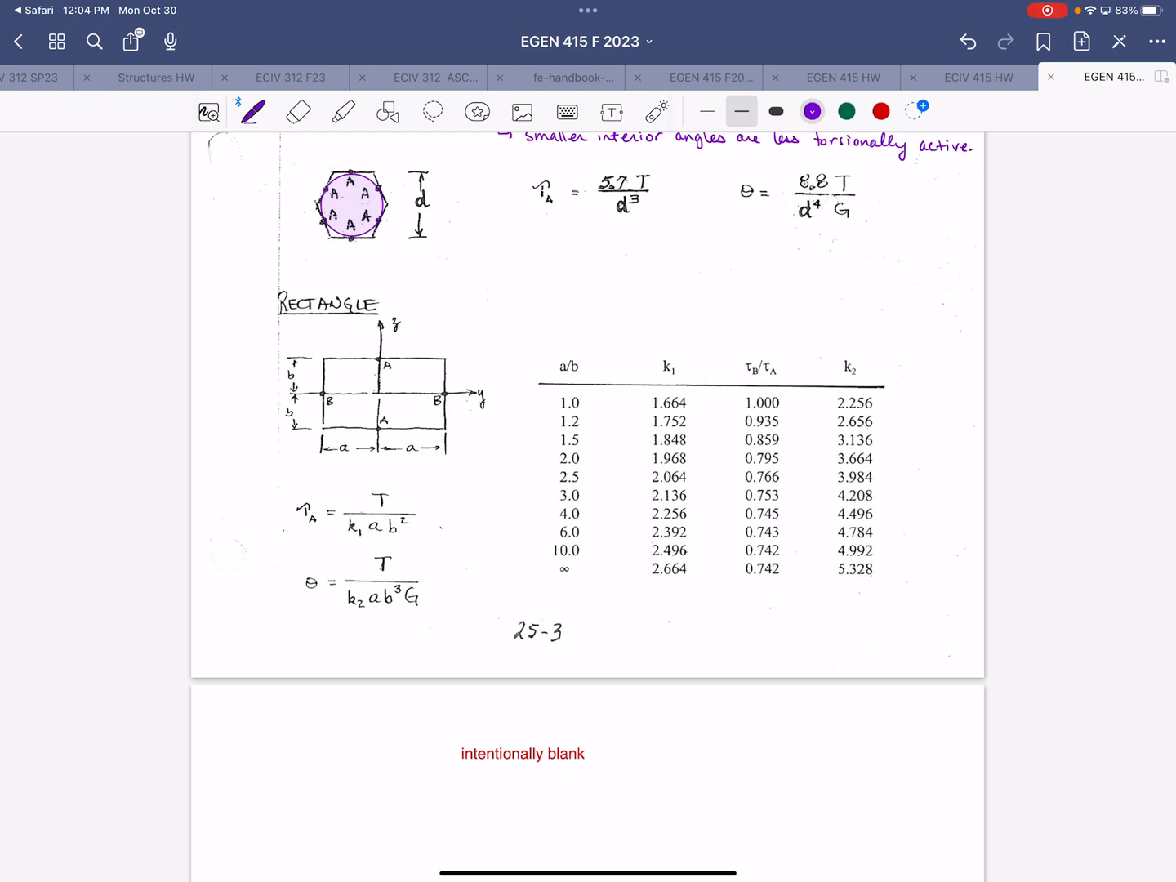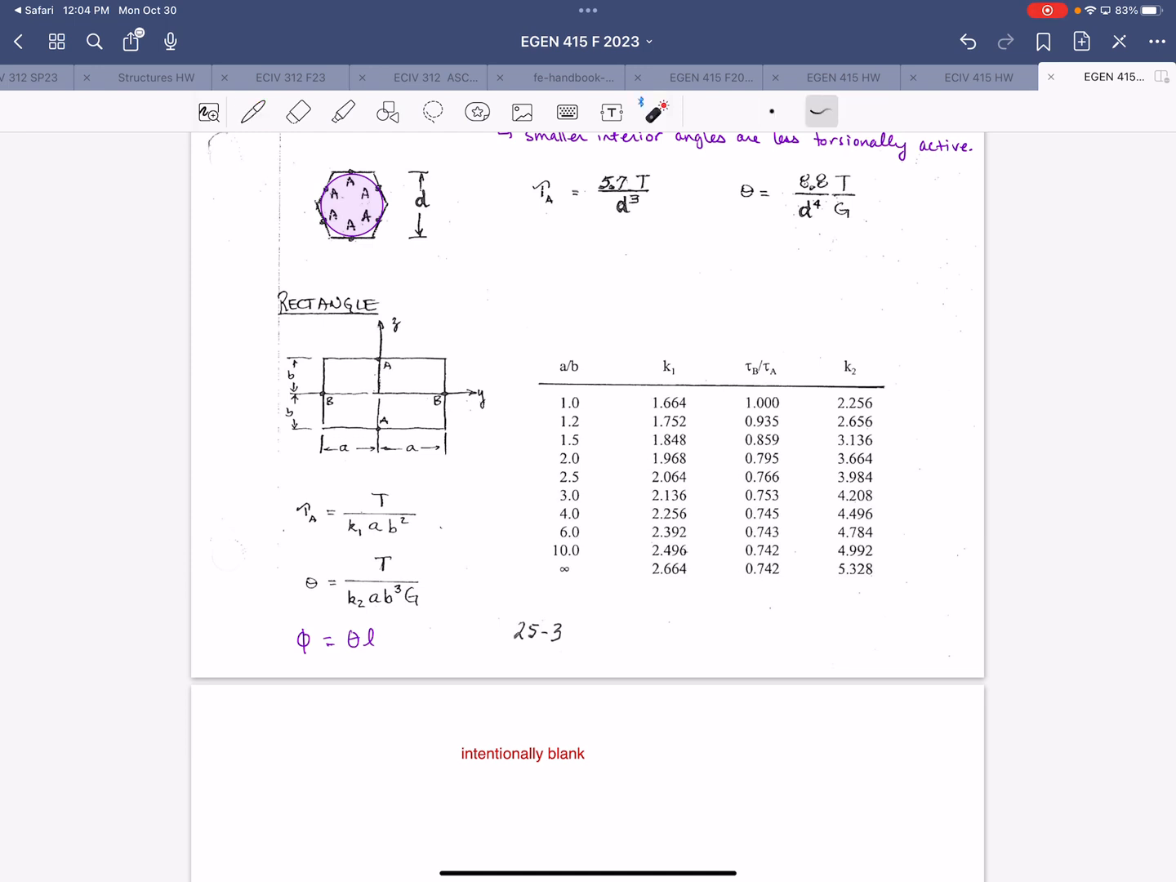So here we have the formula for shear stress at point A, which is the point on the outer edge of the longer side, and also the equation for theta. And remember, theta is the rate of twist, where phi represents the total angle of twist at a given point along the length, or if you're considering the entire segment at length L, phi is equal to theta times L.